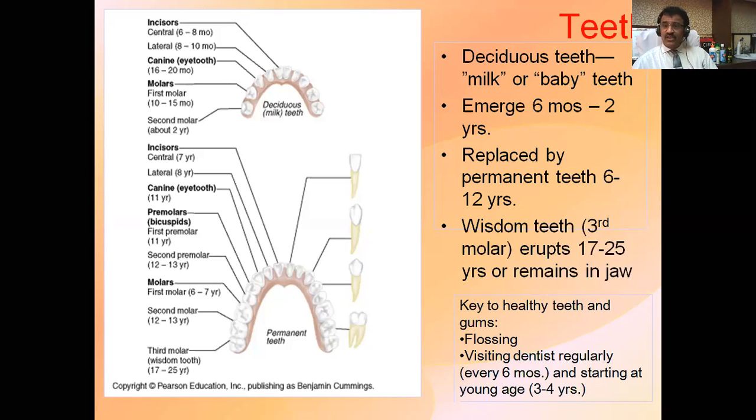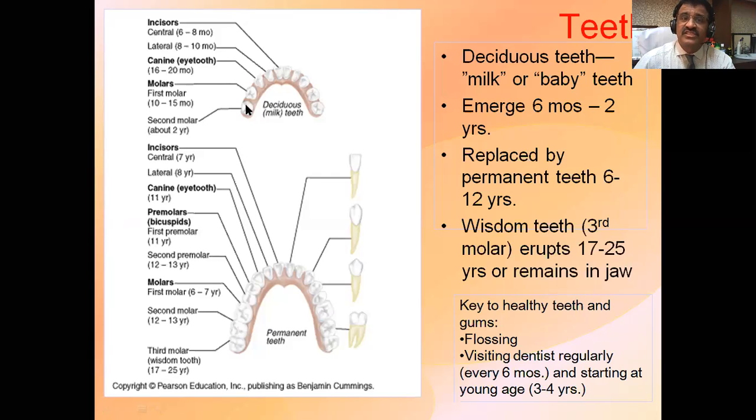Okay, key to healthy teeth and gums is flossing, visiting dentist regularly every 6 months. You have to keep your teeth very clean starting at the young age, at 3 to 4 years. दात रोज घासले पाहिजेत. So you have to have a good oral hygiene. You can see the names of these teeth: incisors, then what you call central incisor, lateral incisor, then canine. Then we get a premolar, 2, and then 3, then 3 molars here in the permanent teeth.